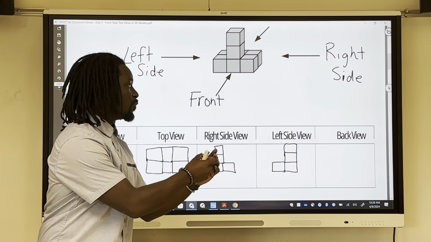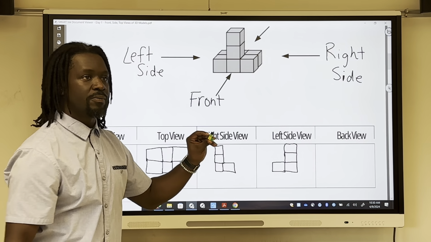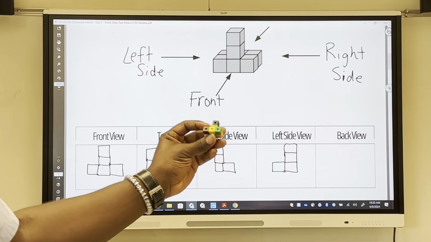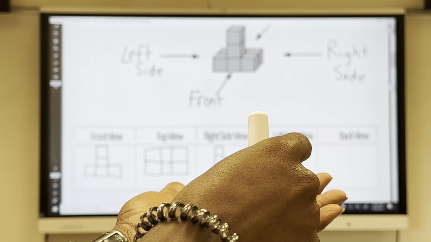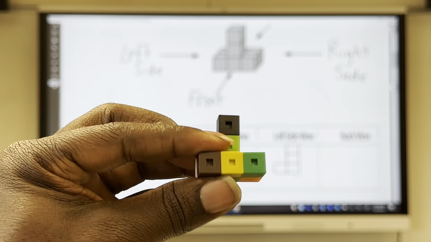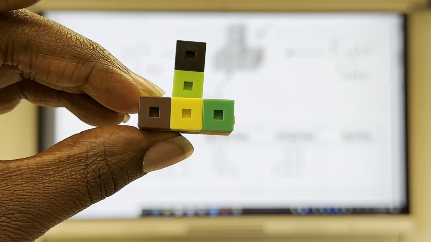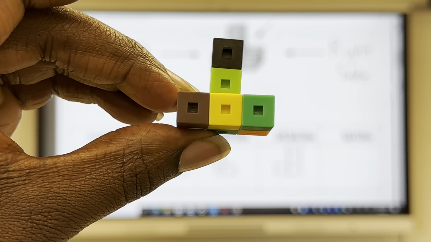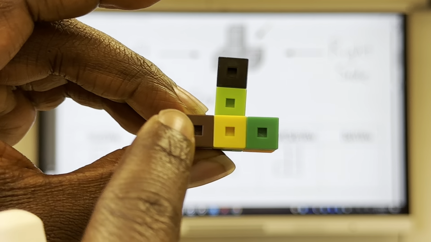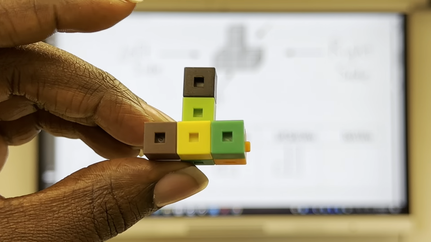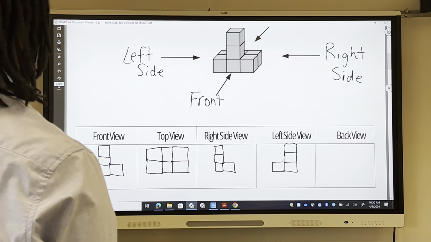And then if I want to look at my back view, again, this was the figure. Now I'm looking at the back view. The back view looks like an upside down T, similar to the front view, right? 1, 2, 3, up 2, and that is my back view.